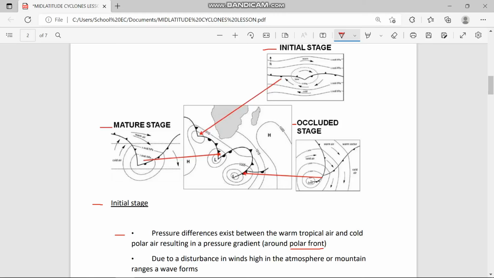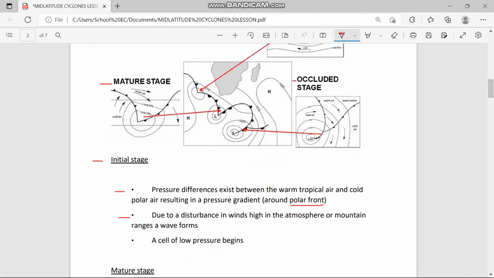So due to a disturbance in winds high in the atmosphere or mountain ranges, a wave forms. So now a wave is formed. I can also say that the air begins to be unstable and so on. So a cell of low pressure begins. So now a front is formed.